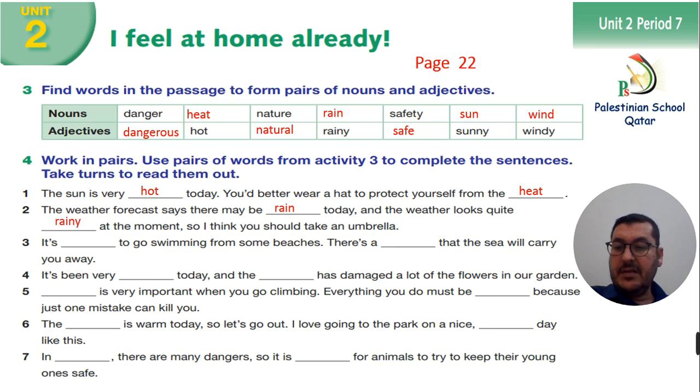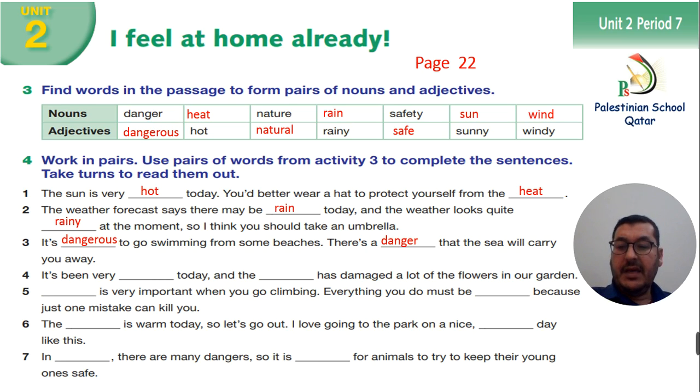Number 3. It's to go swimming from some beaches. What is the space here? There is what? That the sea will carry you away. The sea can carry you away. It is dangerous. It's dangerous to go swimming from some places. There is a danger that the sea will carry you away.